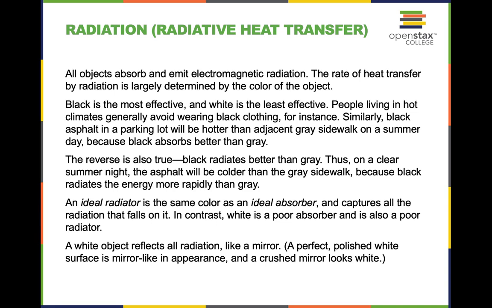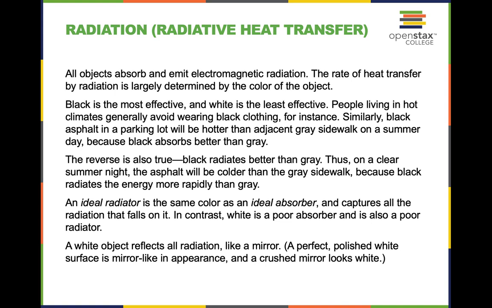The rate of heat transfer by radiation is largely determined by the color of the object. Black is the most effective and white is the least effective. People living in hot climates generally avoid wearing black clothing, for instance. Similarly, black asphalt in a parking lot will be hotter than adjacent gray sidewalk on a summer day because black absorbs better than gray. The reverse is also true. Black radiates better than gray.